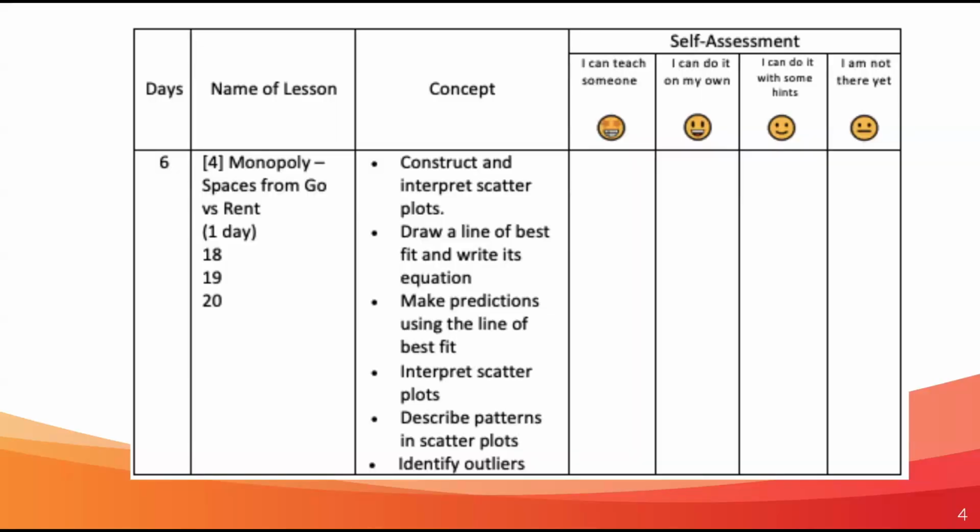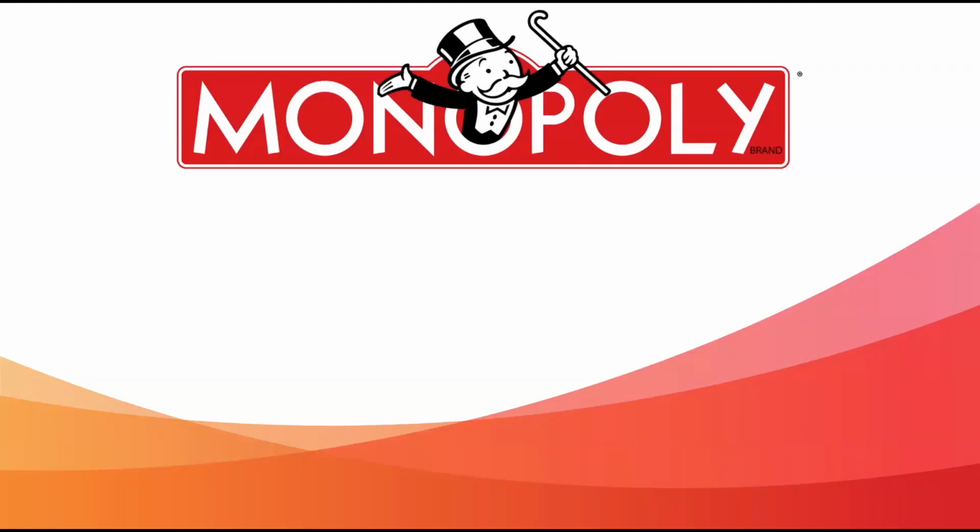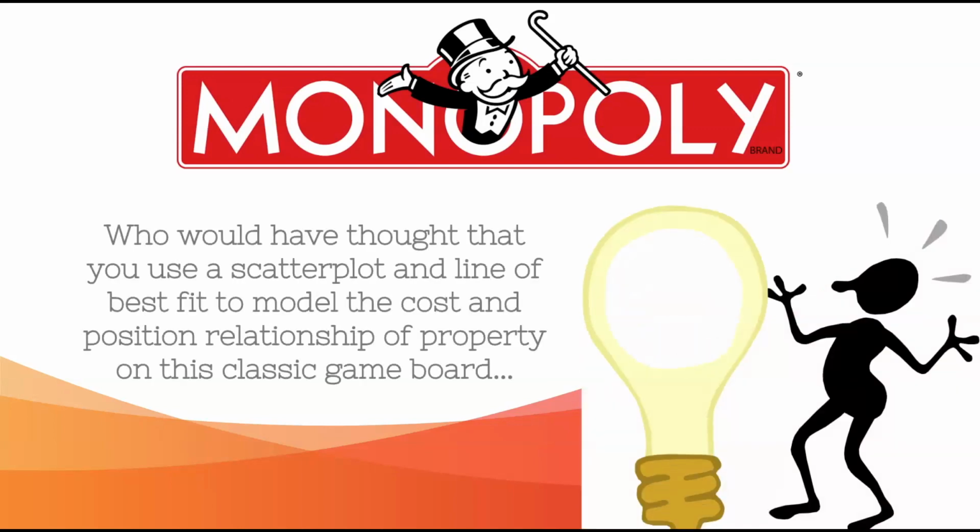So in this lesson, students will construct and interpret scatter plots, draw a line of best fit and write its equation, make predictions using the line of best fit, interpret scatter plots, describe patterns in scatter plots, and identify outliers. Who would have thought that you could use a scatter plot and line of best fit to model the cost and position relationship of property on this classic game board?